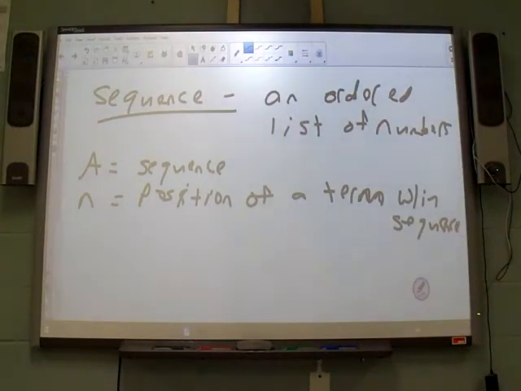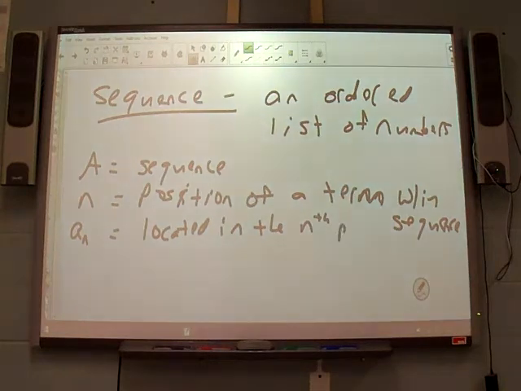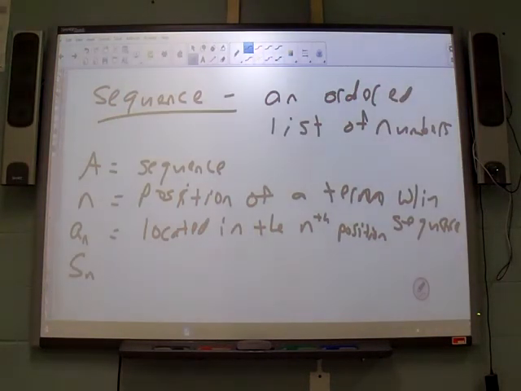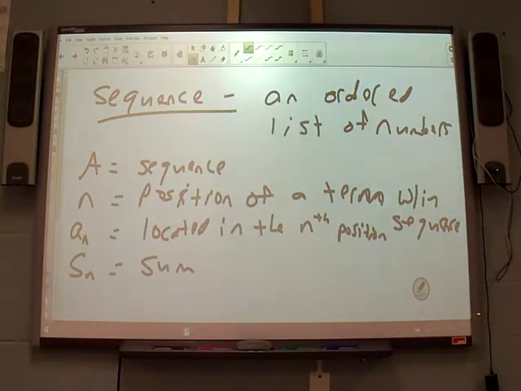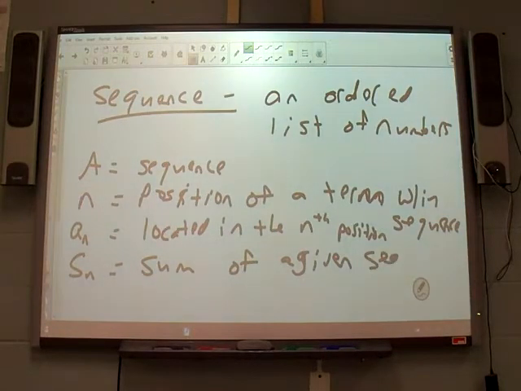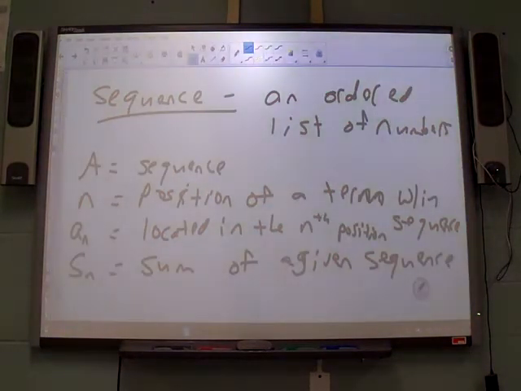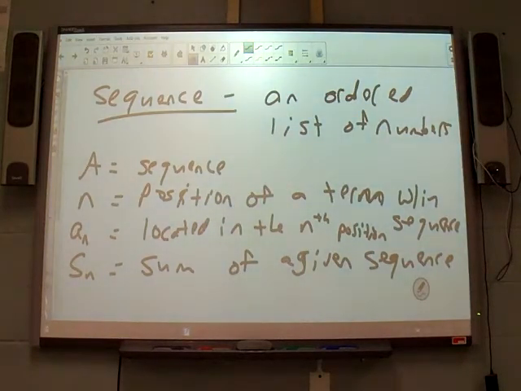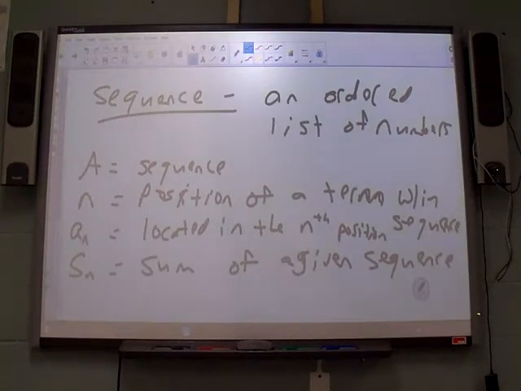Then we've got a lowercase a with a subscript n. That refers to the term that's located in the nth position. We're going to see examples of all this, just stay with me. And then a capital S with a subscript n refers to the sum of a given sequence.